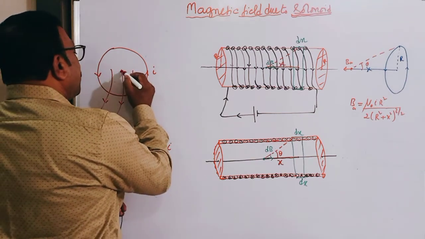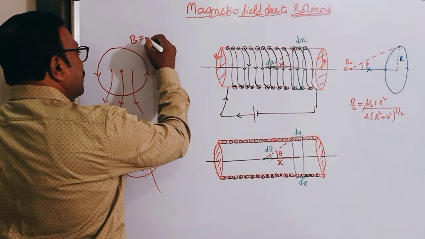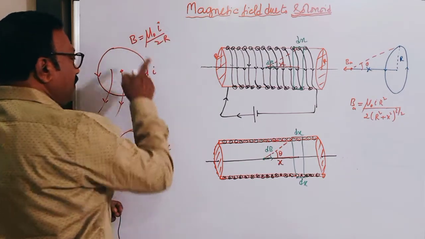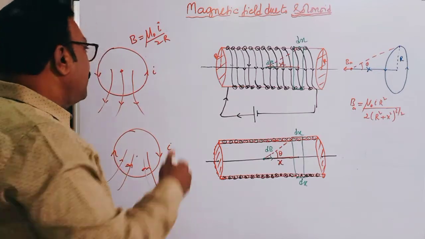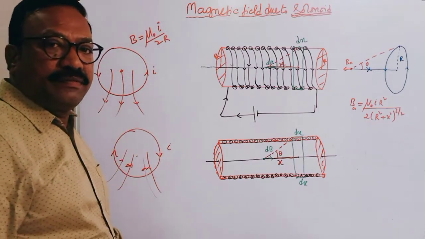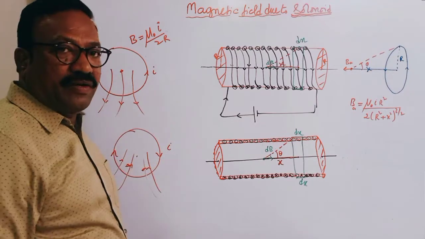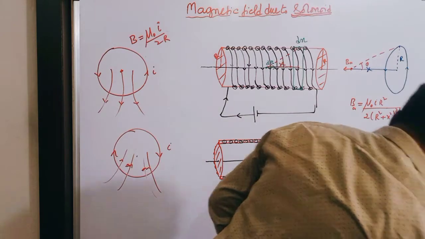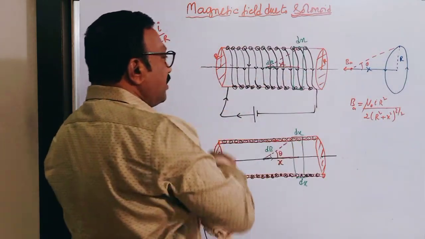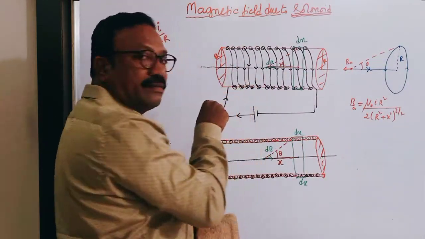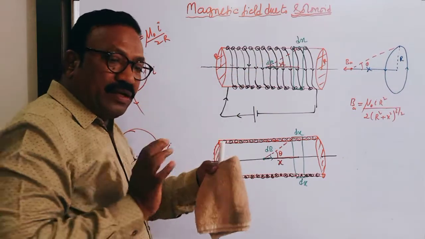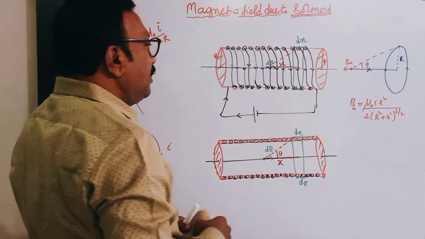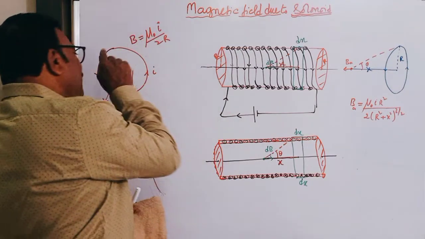And what is the magnitude? You have already studied. The magnetic field at the center is mu naught I by 2r for one turn. If you have n turns, you will multiply by n. That is the magnetic field at the center of a circular coil. But why am I revising the same circular coil now? Because I want to calculate the magnetic field here. You have so many circular coils like this. A combination of circular conductors is nothing but a solenoid. That is why.